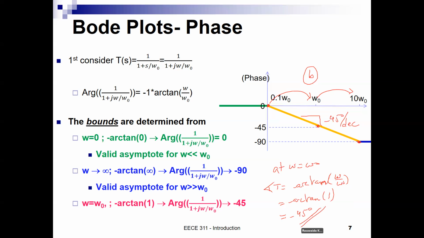So we satisfy that at large omega I would have gained minus 90 degrees, and that's the maximum phase I can reach in absolute value. At omega equal omega 0, I am at minus 45 degrees. For small omega, I have 0 degrees, and beyond it for large omega, I have minus 90 degrees.